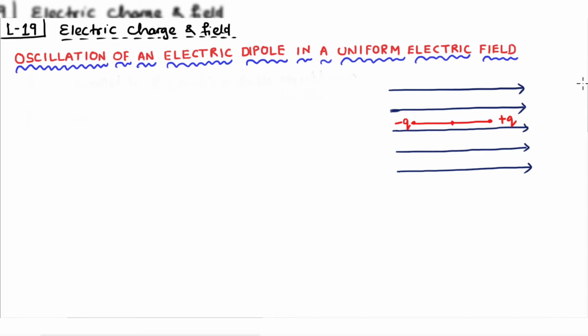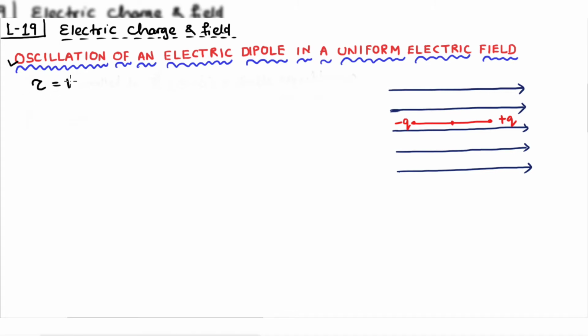Students, in this lecture, we'll discuss a very small topic, and the topic name is oscillation of an electric dipole in a uniform electric field. So, let's get started. Students, we already know that two equal and opposite charges separated by a small distance form a dipole, and when the dipole is placed inside an electric field, it experiences a torque, and we have derived the expression for the torque.